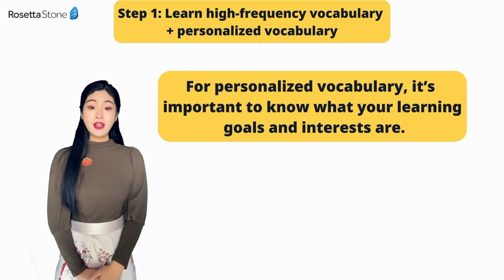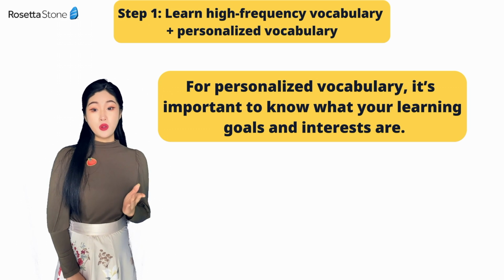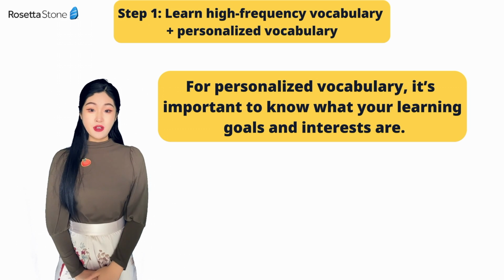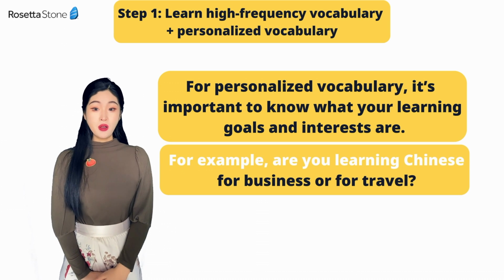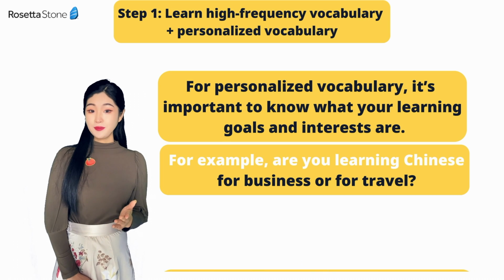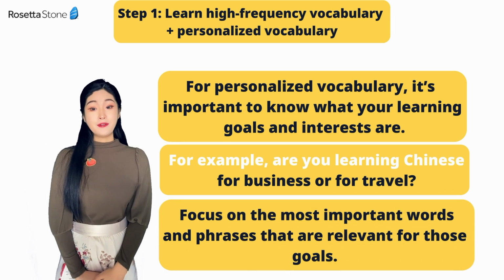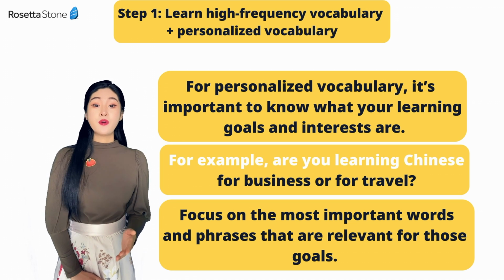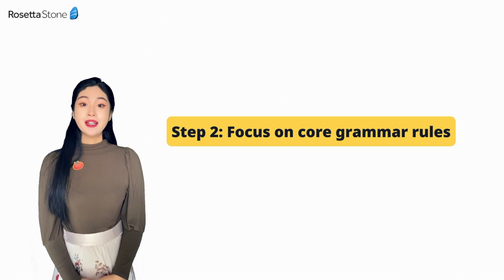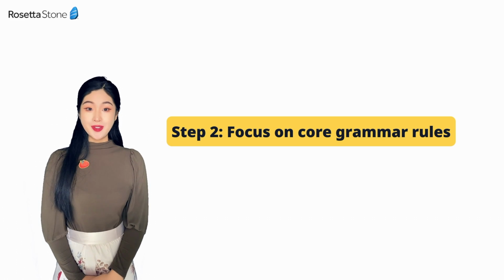For personalized vocabulary, it's important to know what your learning goals and interests are. For example, are you learning Chinese for business or for travel? Focus on the most important words and phrases that are relevant for those goals. Step 2. Focus on core grammar rules.